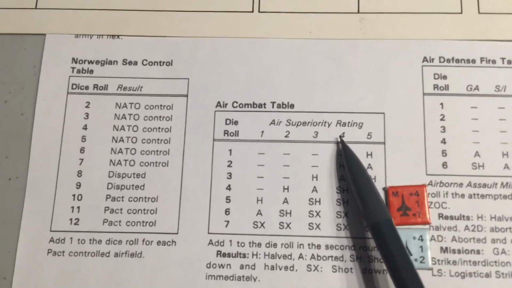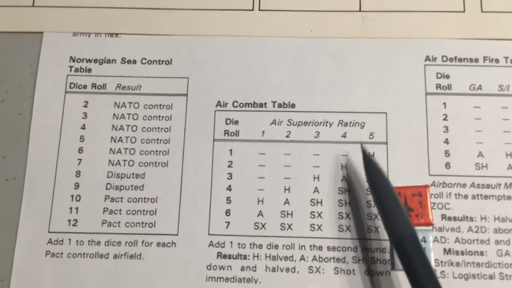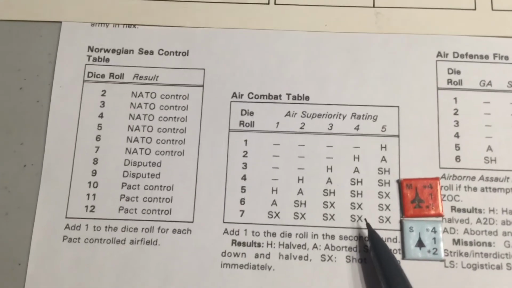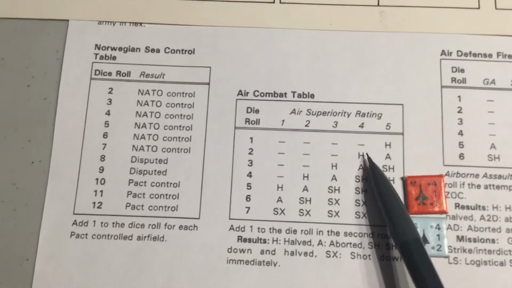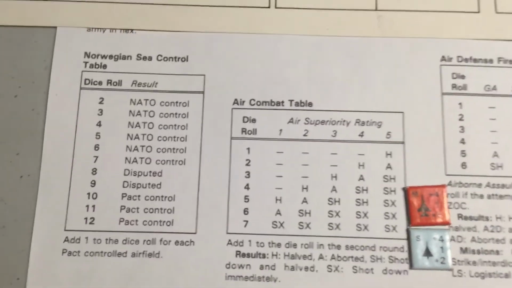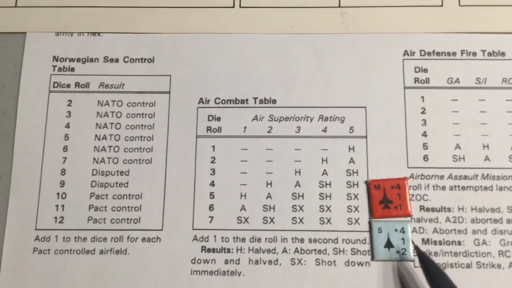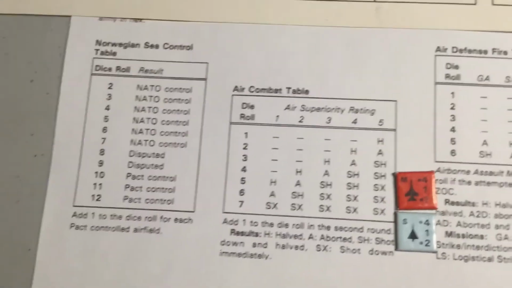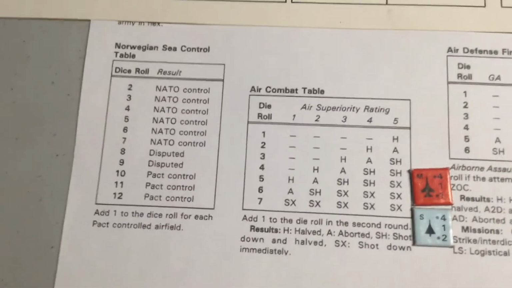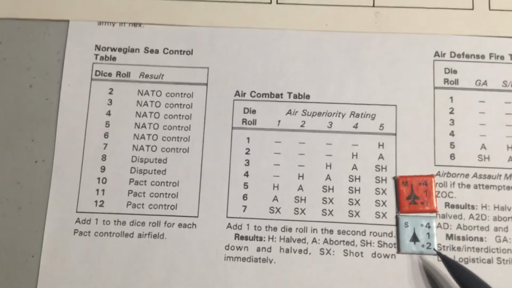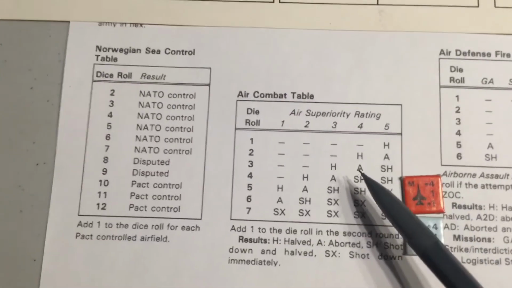So you simply take this column, which refers to their value, and you roll on it, and there are 4 possible outcomes. There is H, which means the aircraft continues to function, but its function is at half. This is not particularly useful for air combat, but if you were to intercept and attack an aircraft that was trying to do a bombing mission, its values would be halved.